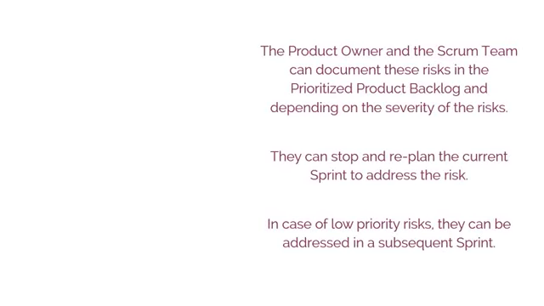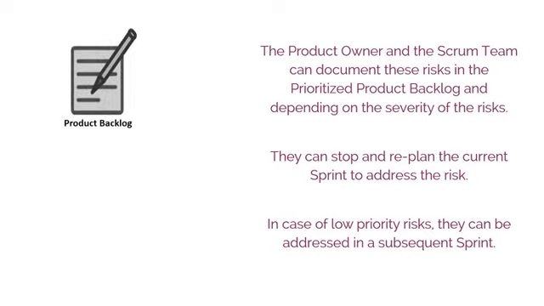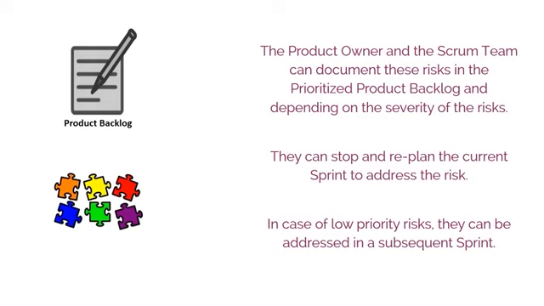The product owner and the Scrum team can document these risks in the Prioritized Product Backlog, and depending on the severity of the risks, they can stop and replan the current sprint to address the risk. In case of low priority risks, they can be addressed in subsequent sprints.